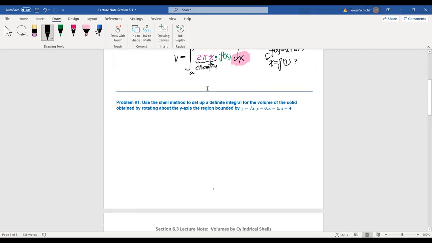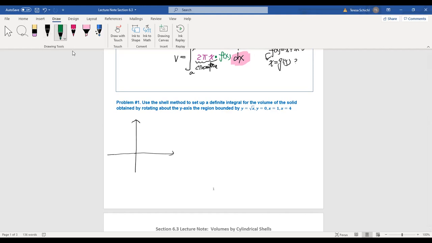All right, let's take a look at some examples. Let's use the shell method, just like we did before. It's always good to graph it. So for this one, I want to graph it. Find the volume of the solid obtained by rotating around the y-axis the region bounded by y equal to square root of x, y equal to 0, and x equal to 1 and 4.